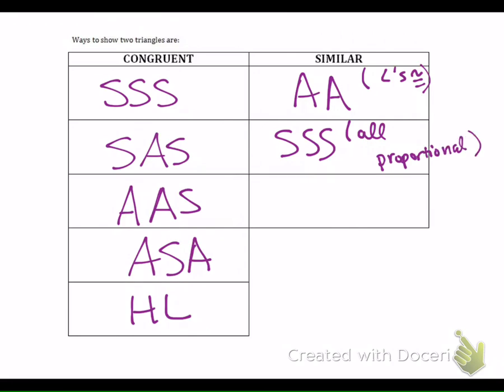And what's the last one? It's kind of a combination. What is it? Good. And the angle has to be what? Congruent. And the sides have to be what? That's kind of weird. Look. The sides have to be proportional. Okay?